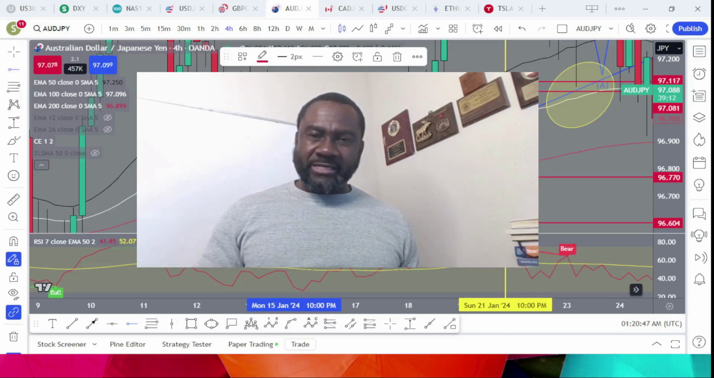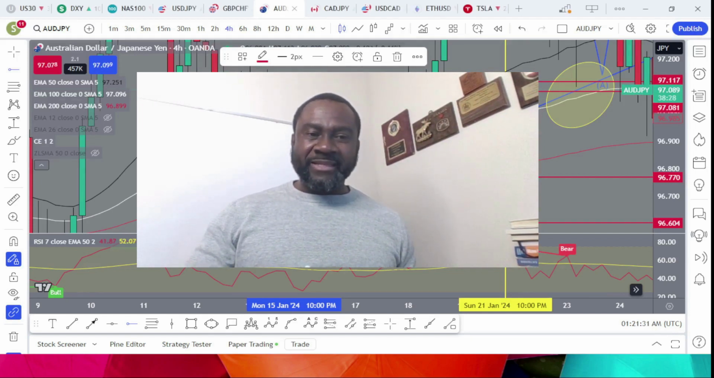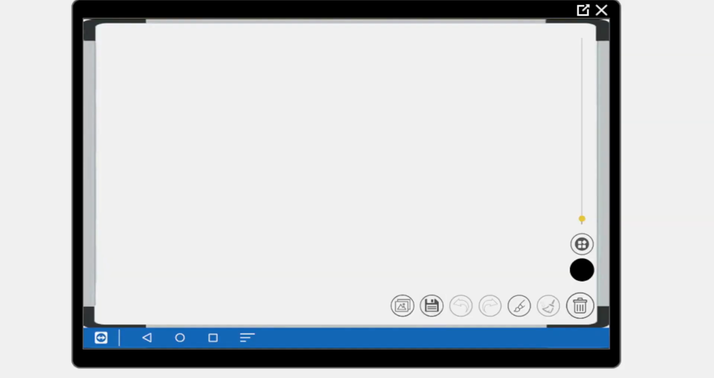What is a candlestick? A candlestick is the base of a candlestick chart. A candlestick represents price action during a specific period of time. A candlestick is formed by the open, the close, the low, and the high of that specific time frame. Let's look at that. So here is what a candlestick looks like.